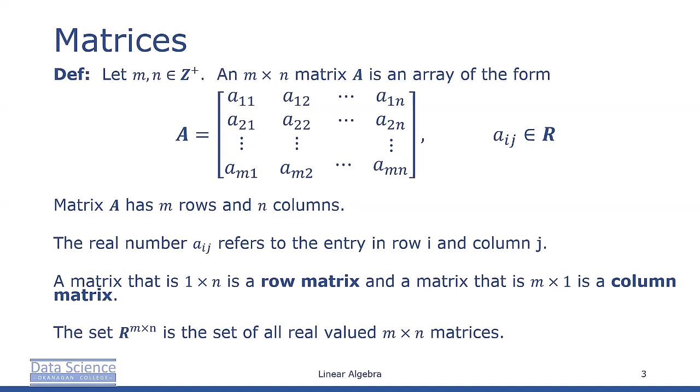Matrix A has m rows and n columns. The real number a_ij refers to the entry in row i and column j. A matrix that's 1 by n, that's 1 row and n columns, is called a row matrix. And a matrix that's m by 1, that's m rows and 1 column, is called a column matrix. The set R^(m by n) is the set of all real-valued matrices of dimension m by n.